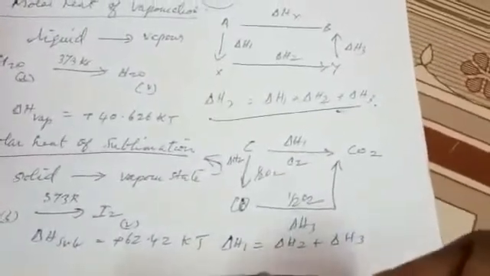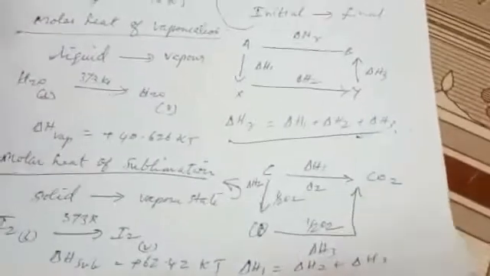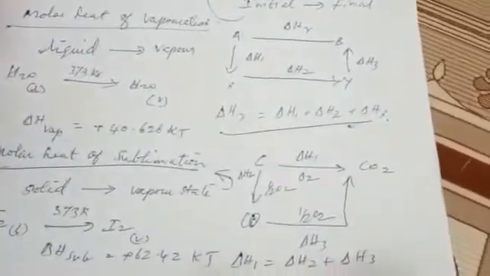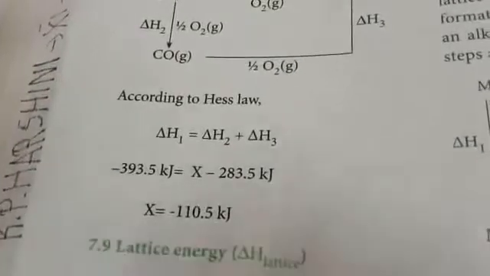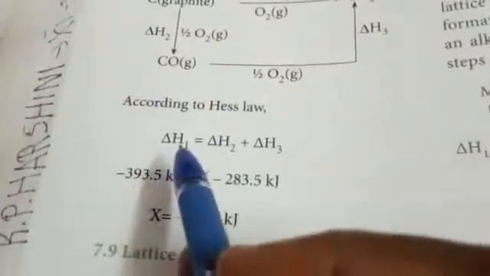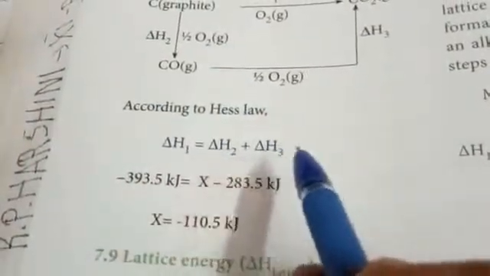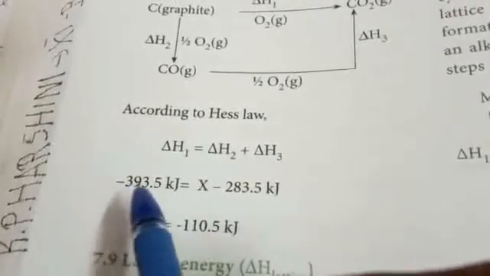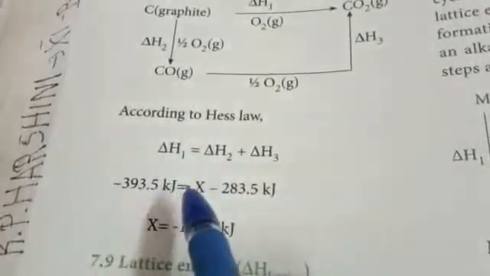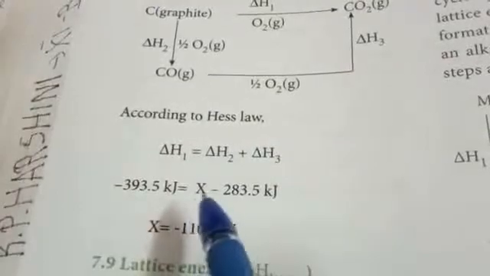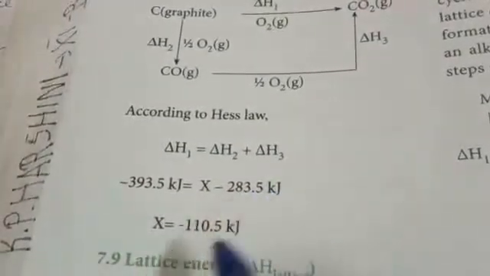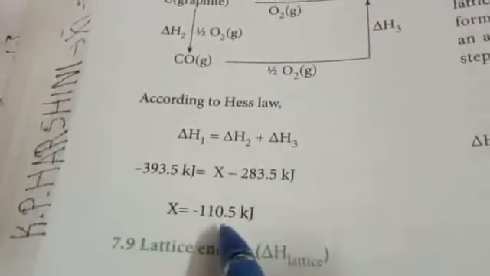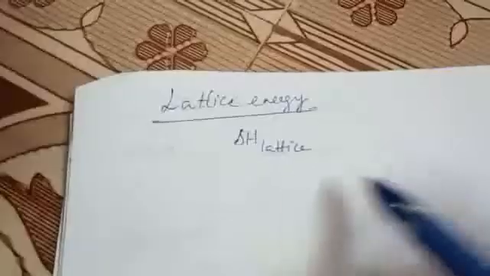Delta H1 value is minus 393.5 kilojoules. Delta H2 we don't know, call it X. Delta H3 is minus 283.5 kilojoules. So X equals minus 110.5 kilojoules.